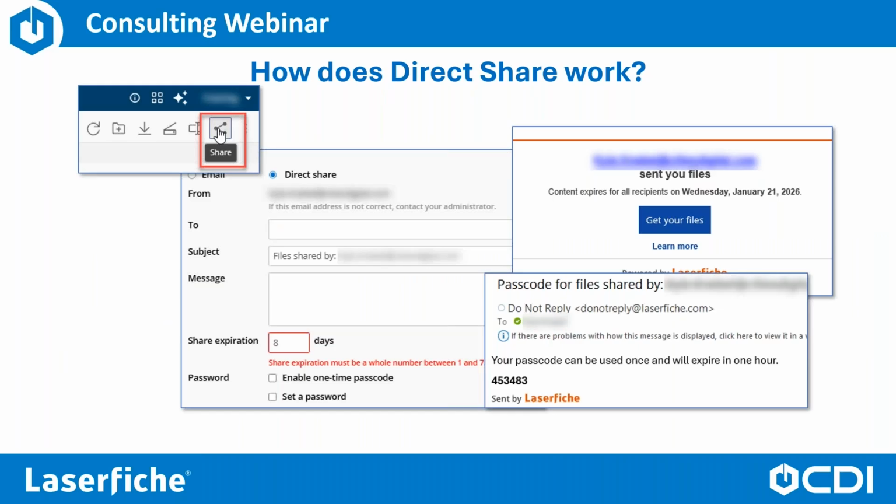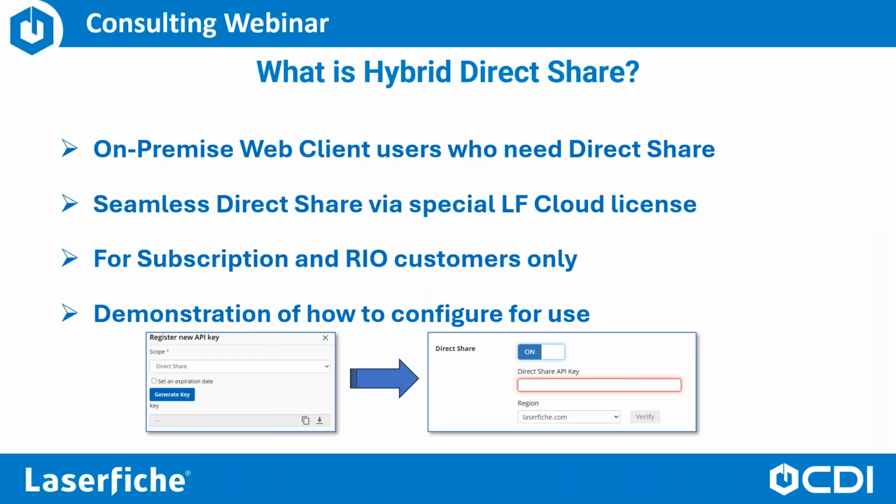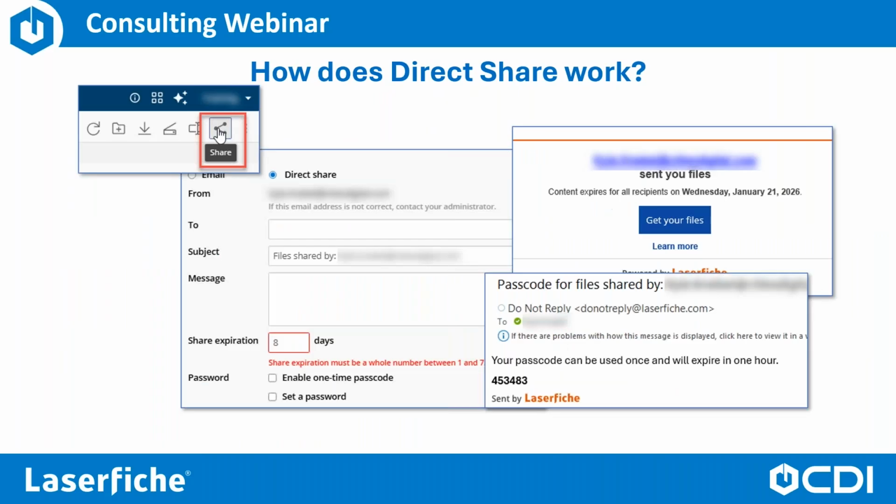And the neat thing about the two-factor authentication is that it will automatically send that passcode to the recipient as well. You don't have to think one up, it just does it. So that's kind of the basics there as far as DirectShare. We'll go through this step by step in just a moment.